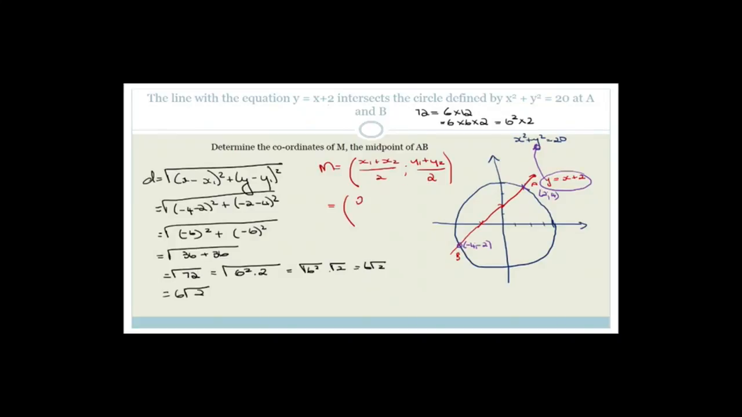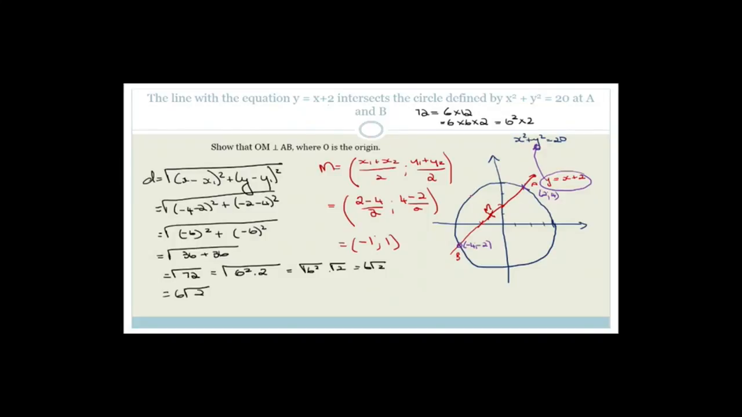So it becomes 2 minus 4 over 2, 4 minus 2 over 2. So 2 minus 4 is minus 2, divided by 2 is minus 1. 4 minus 2 is 2, divided by 2 is 1. So the midpoint is x is minus 1, y is 1. So it's about over there. Not bad. M. Okay, that's my midpoint.